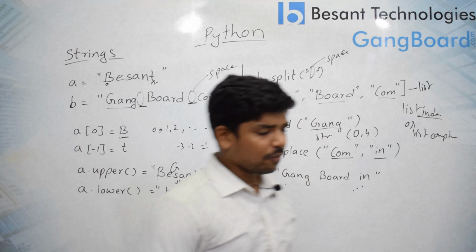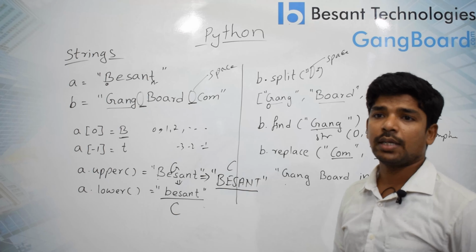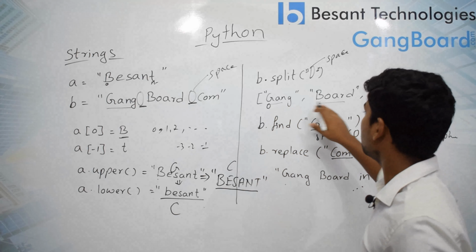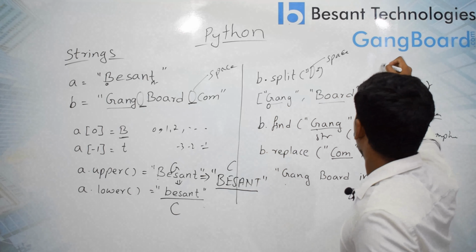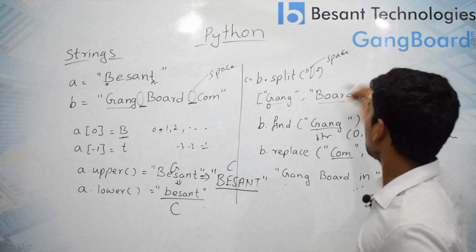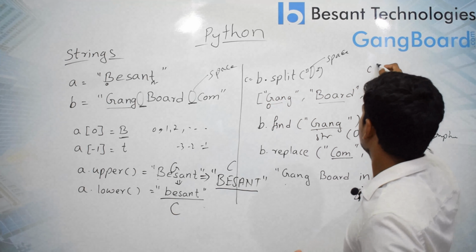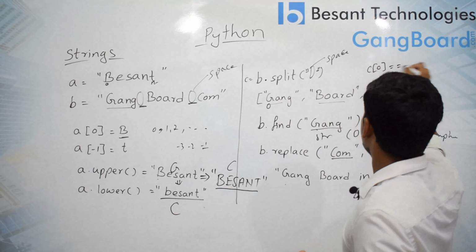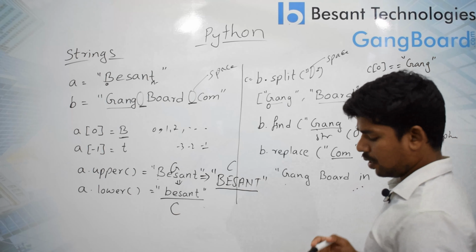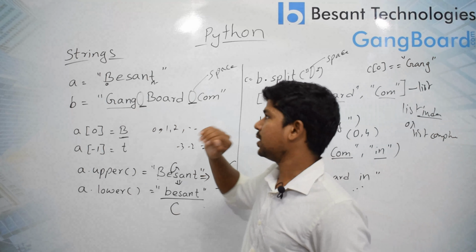Then for what purpose will we use this? We use split in order to access an individual word in a string. Now you can call the first word, let us take C equals b.split(). I want to get the first word, so you can simply use C of 0, which is equal to gang. This way you can access an individual word from a string.